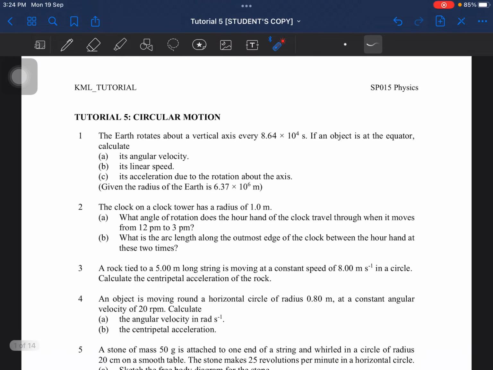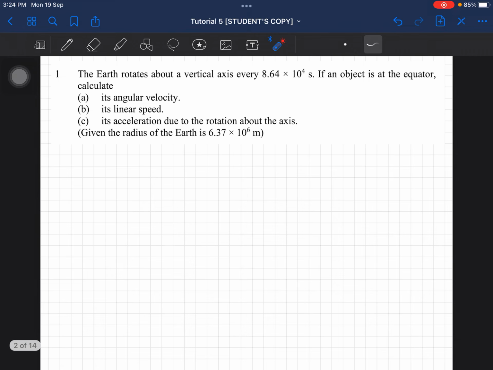Alright, everybody, let's look at tutorial chapter 5, which is on circular motion. So the first question: the Earth rotates about a vertical axis every 8.64 times 10 to the power 4 seconds. If an object is at the equator, we have to calculate its angular velocity, linear speed, and the acceleration due to the rotation about the axis.